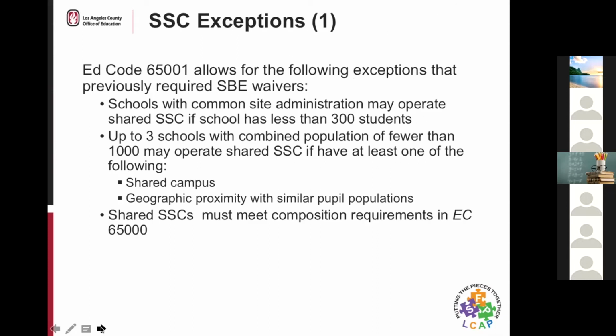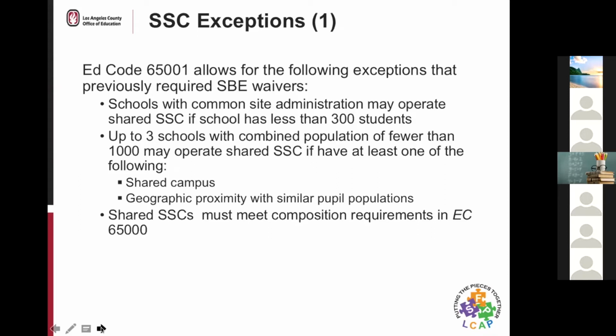Education Code 65001 allows for some school site council exceptions for small schools. And these exceptions previously required waivers from the state board, but no longer require waivers per Assembly Bill 716. So the first exception is that schools with a common site administrator may operate a shared school site council if the school has less than 300 students.